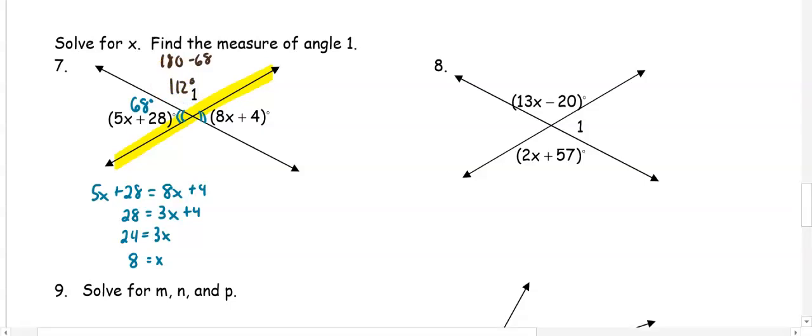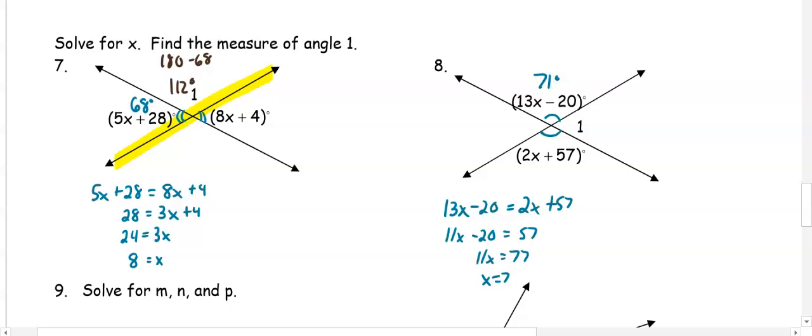In number 8, when we set our angles equal to each other, 13x minus 20 equals 2x plus 57. We can subtract 2x from both sides, so 11x minus 20 equals 57. We can add 20 to both sides, so 11x equals 77. And we divide, x is 7. So then we can substitute: 13 times 7 minus 20 is 71 degrees. I can use my straight line. So 180 minus 71 gets us 109 degrees.